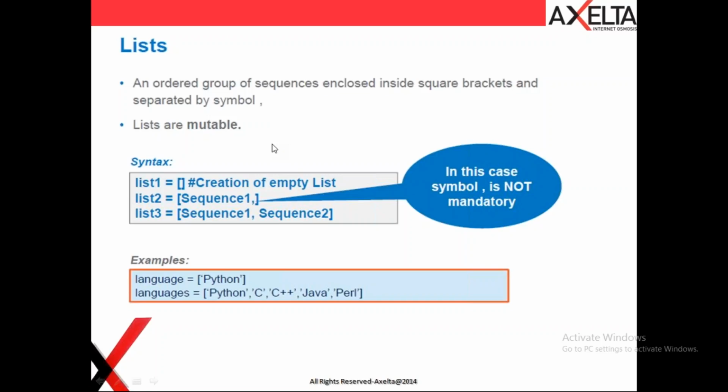Now, creation of the list. You can create a list directly by making use of square brackets. Here I am creating an empty list with square brackets. I am creating another list with one single element.